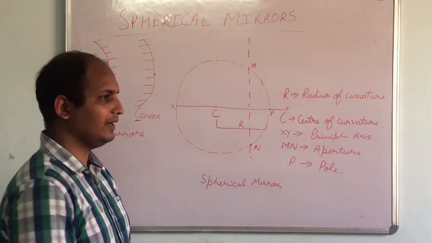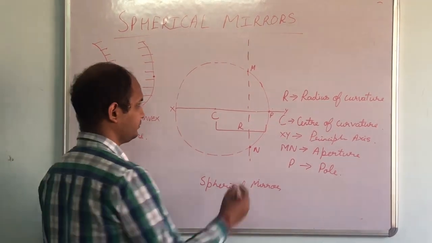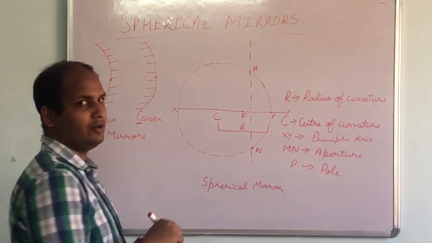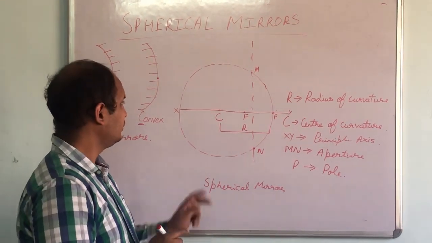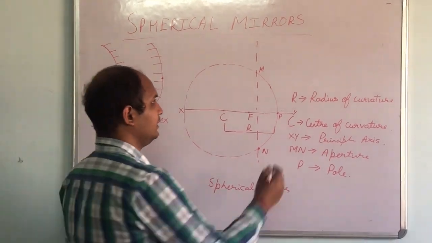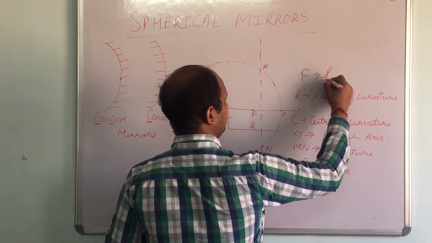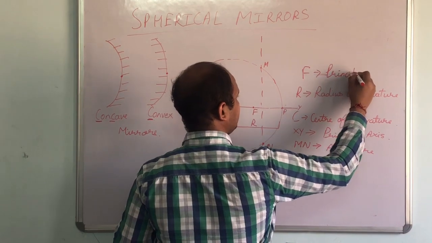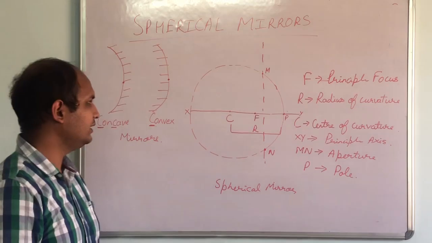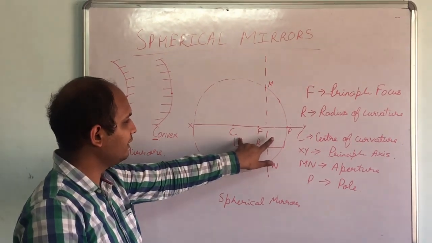Now one more thing is left, that is known as principal focus or focus. Focus is somewhere in the middle of the center of curvature and the pole of the mirror. So in the middle of the center of curvature and the pole of the mirror, the focus will be present, right? We call it principal focus. And this principal focus is basically a point between the center of curvature and the pole.